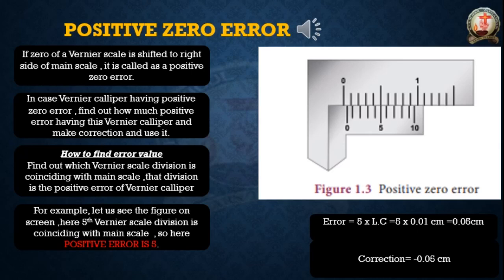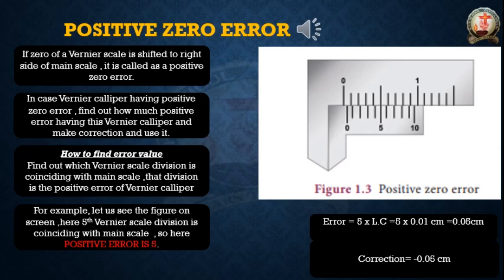Okay, so we found the error. What should we do? We have to correct it. So what is the error? 0.05. Then I have to make a correction. How should I make the correction? That is a positive zero error. Positive zero error means plus, correct? So plus 0.05 is the error. I have to correct it. What will I do? Simply I will add minus 0.05 centimeters.